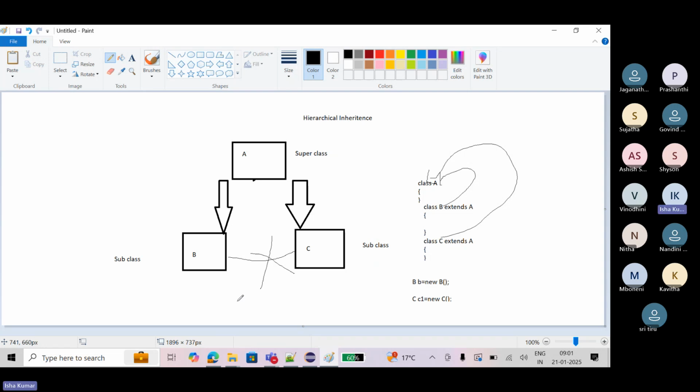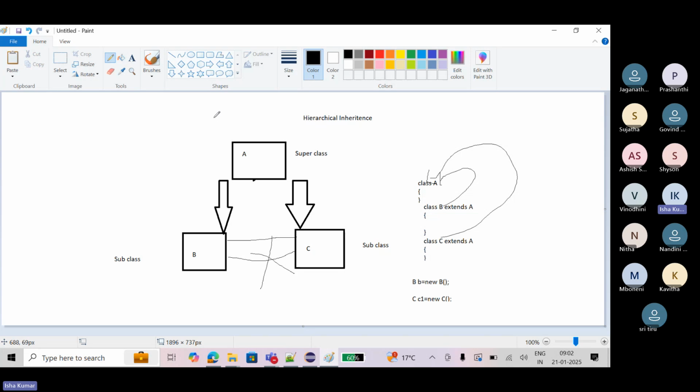No, here differentiation is there. There is no relation between B and C. From extends point of view, class B extends superclass A, class C extends superclass A. Independently, there is no relationship between B and C. Even though both are children of A, the two children are not interrelated.